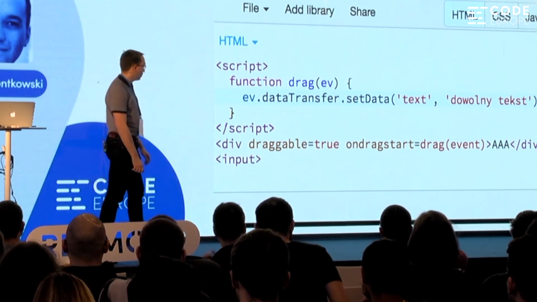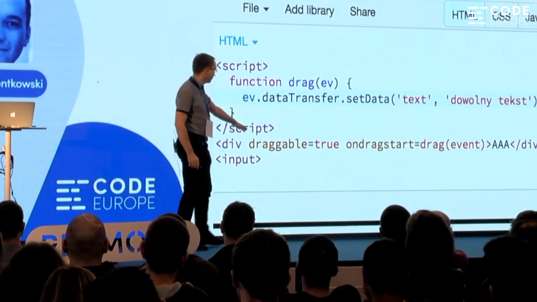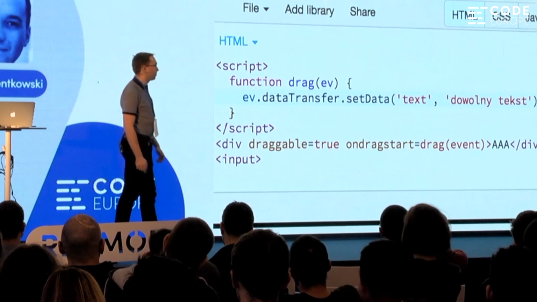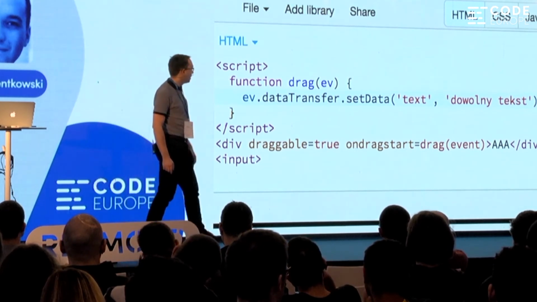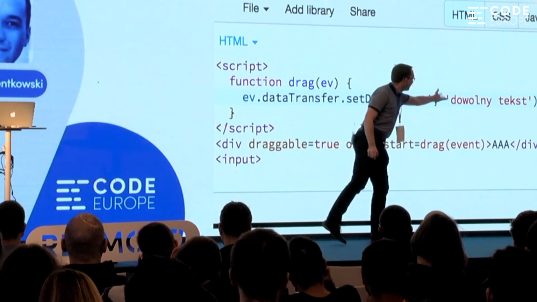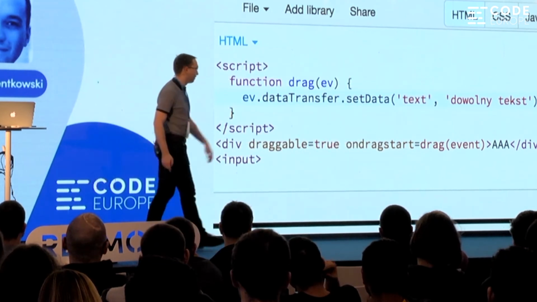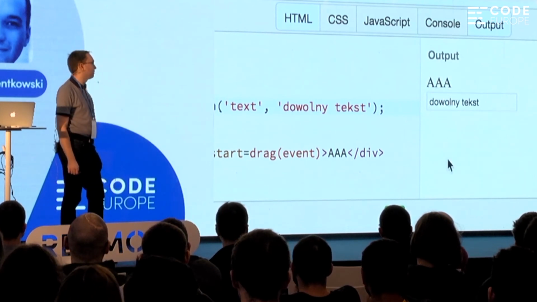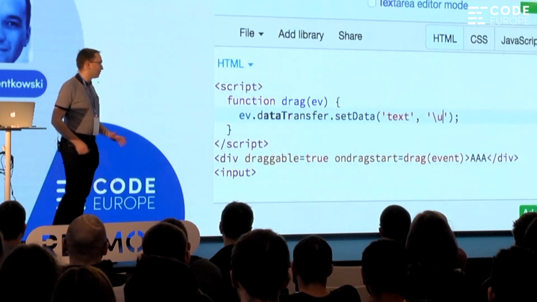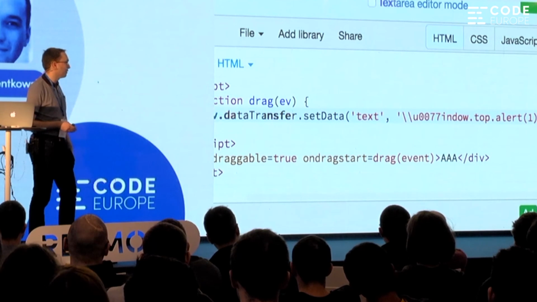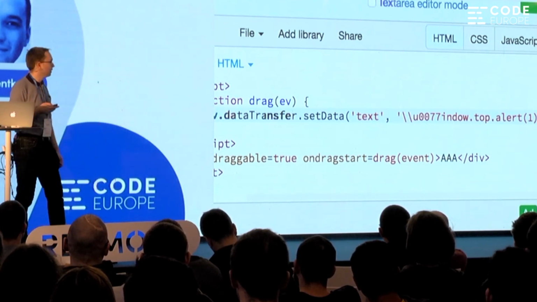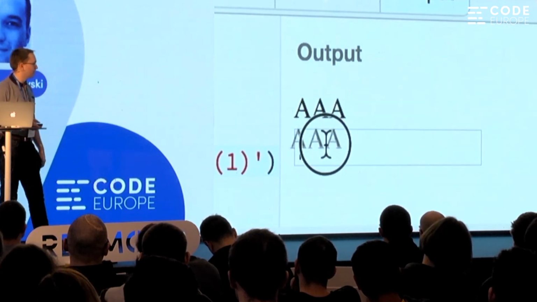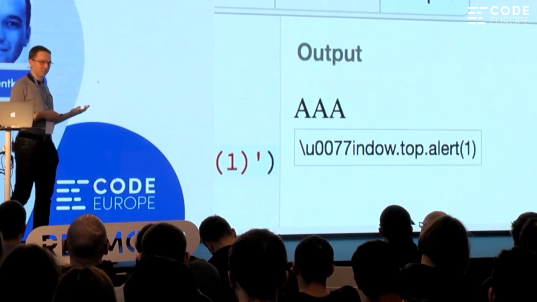Here is a quick lesson. We have a div element, which is set to be draggable, and we have a function drag, which is executed when the user starts dragging. And as we can see, we can set some text here on the drag event. So let's see how it looks. User drags and drops, and the text is pasted. So instead of that arbitrary text, we can say \u0077 in the top alert 1. And then the user might do a drag and drop, and the XSS payload will be pasted here.